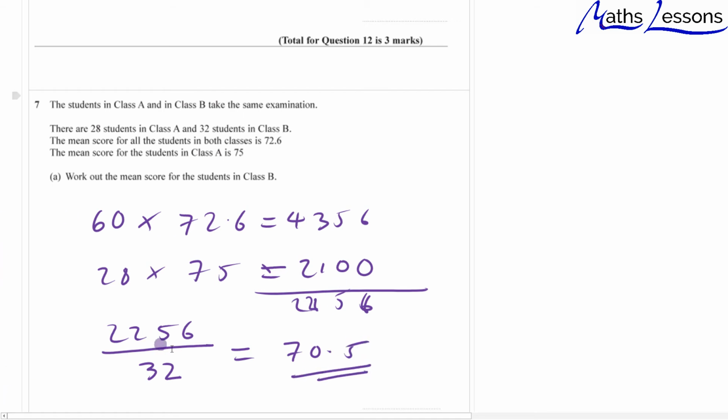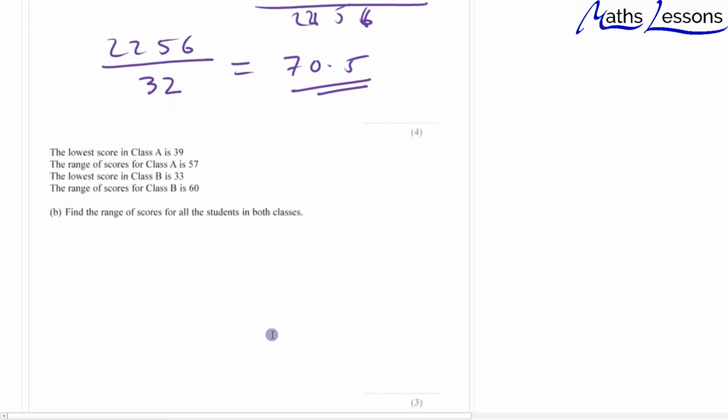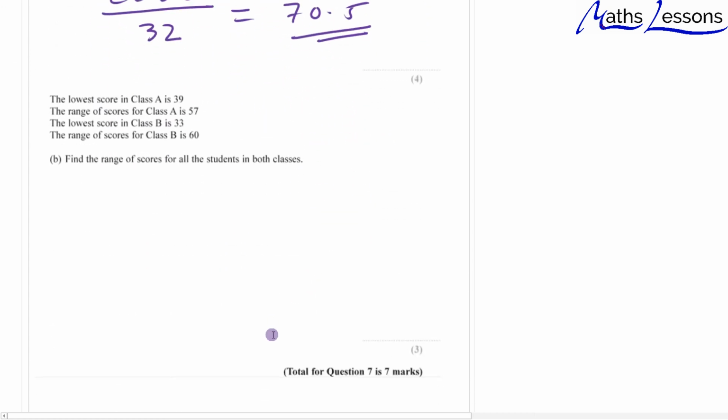70.5. Right, the second part of this question, a clever little range question. I'll give you 1 minute to think about that. I'll quick read and I'll start the timer now.